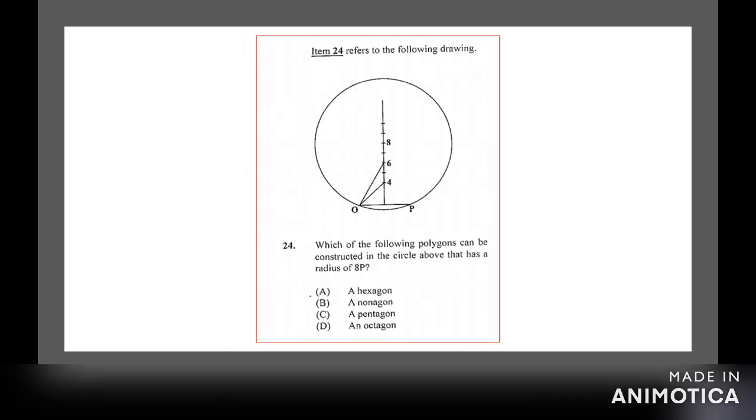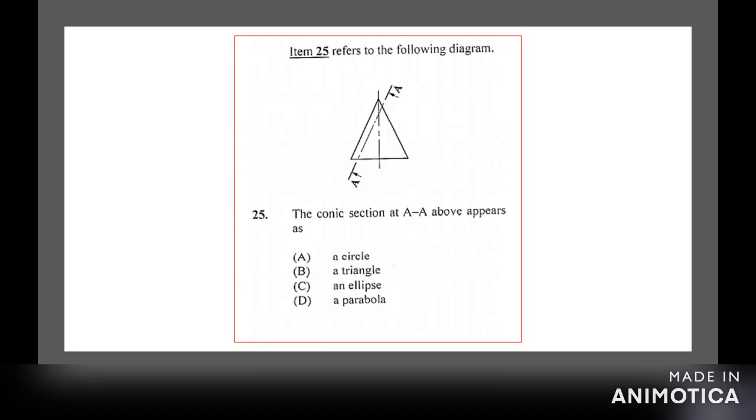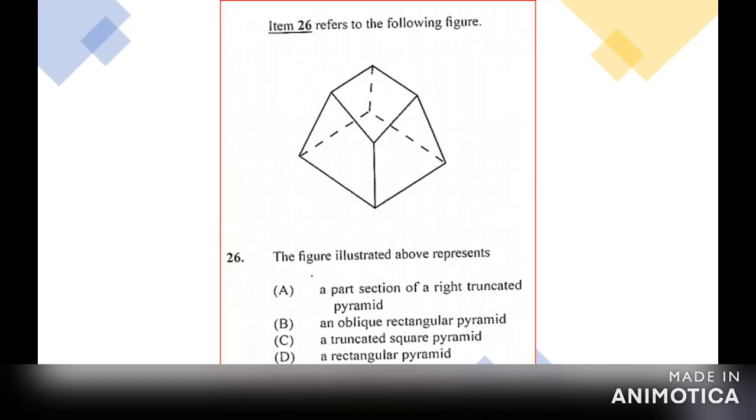24, which of the following polygons can be constructed in the circle above that has a radius of 8p? So 8p would be 8 sides, which would be equal to an octagon. So the answer would be D for 24. 25, the conic section at AA above appears as an ellipse. So it's a cone. If you cut it, it would show up as an ellipse. 25 would be C.